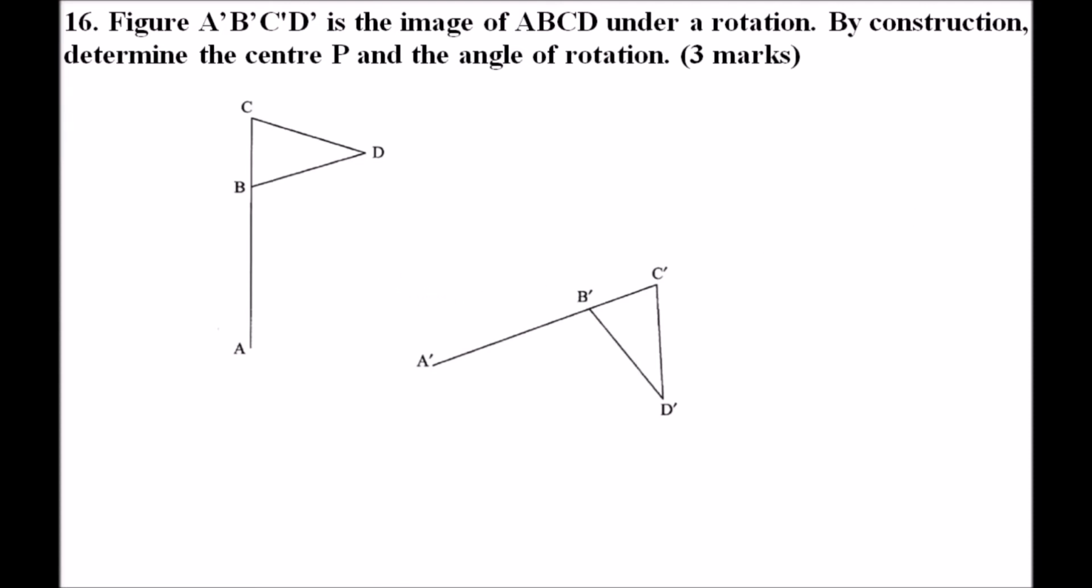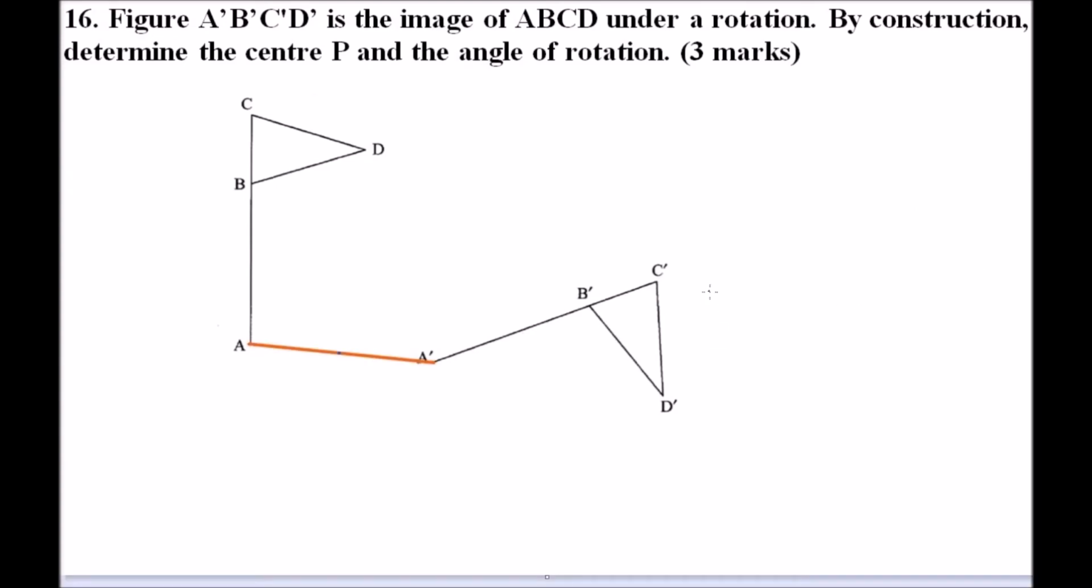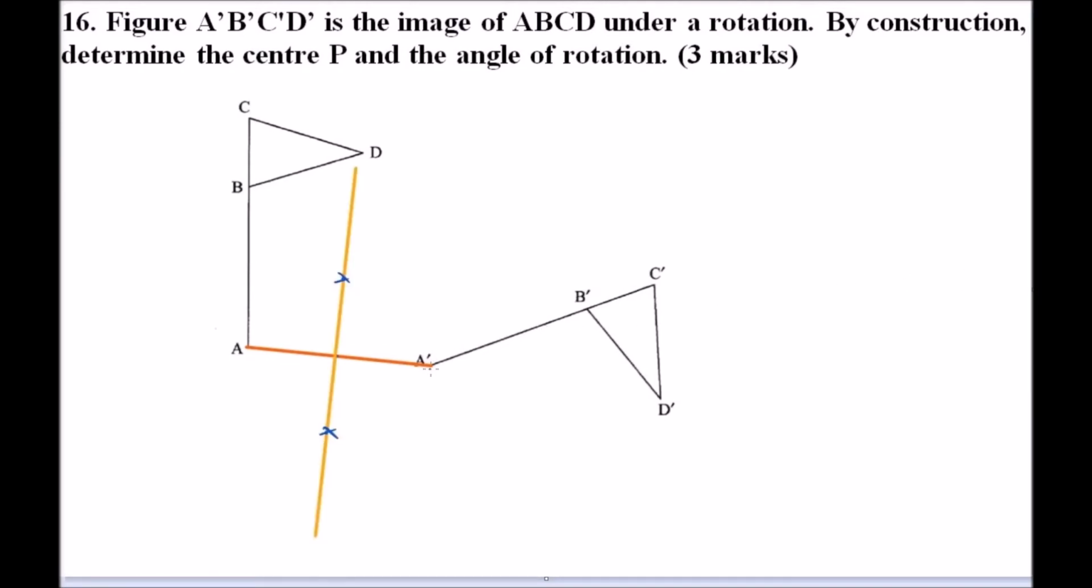So let's do that. Here I have joined A and A prime, and I'm going to bisect that. To bisect, you place your compass point here and make a mark there. You also place it on the other side and make a mark. You make 2 marks, and when you join the two lines that cross our two arcs, you should come up with a perpendicular bisector of A A prime.